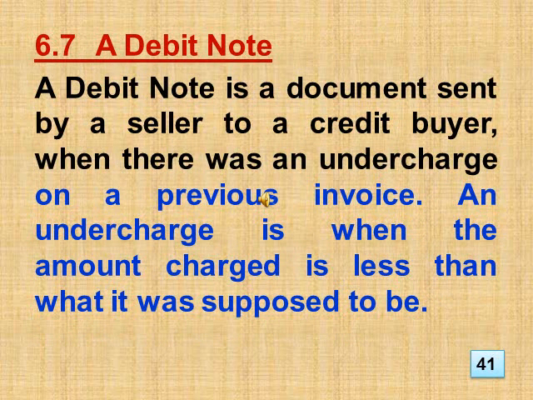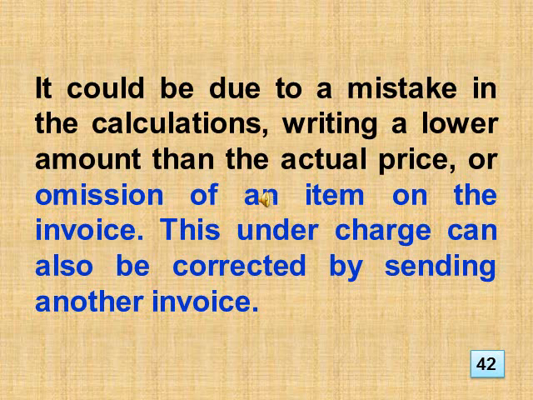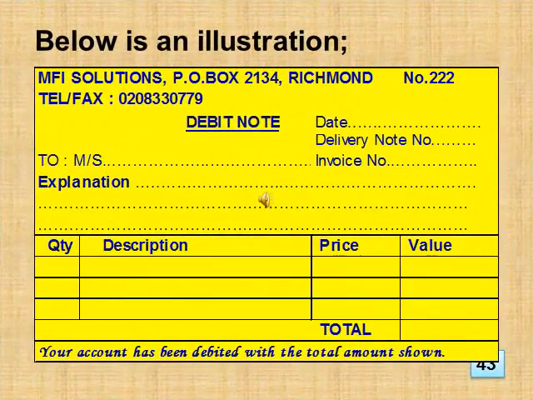Section 6.7. A debit note. A debit note is a document sent by a seller to a credit buyer when there was an undercharge on a previous invoice. An undercharge is when the amount charged is less than what it was supposed to be. It could be due to a mistake in the calculations, writing a lower amount than the actual price, or omission of an item on the invoice. This undercharge can also be corrected by sending another invoice. Below is an illustration for a debit note.